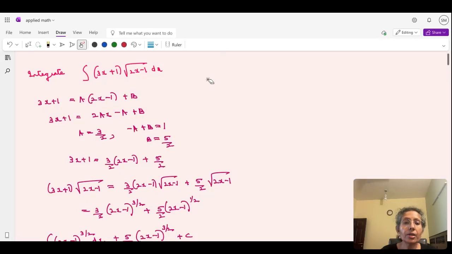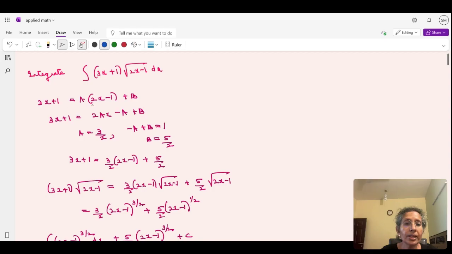So here are some competency-based questions on integration, class 12 mathematics. Let's start with the first one: integrate the integral of (3x + 1) root (2x - 1) dx. So we write 3x + 1 as a(2x - 1) + b.